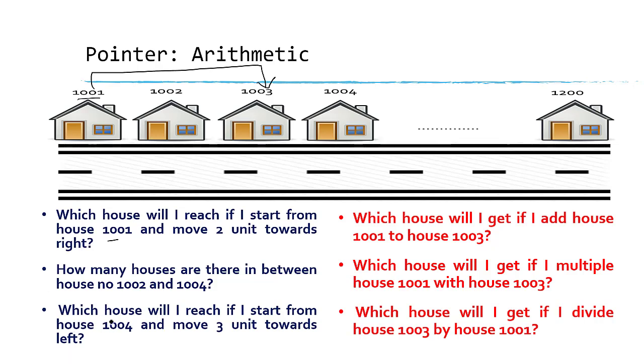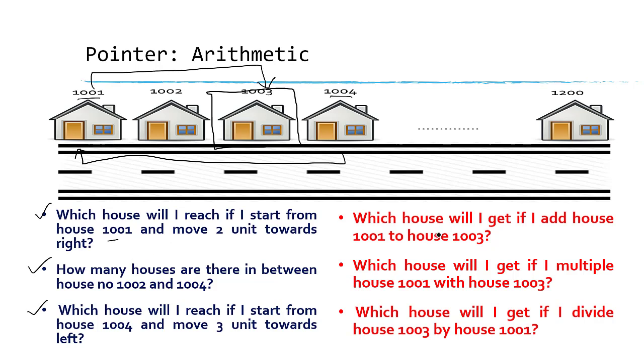Come to the third question. Which house will I reach if I start from 1004 and move 3 units towards the left? So I am starting in this position and moving towards the left by 3 units. So I can reach this house. So this question and this question are answerable. Let us take the second question. How many houses are there in between 1002 and 1004? My answer will be only one house, that is 1003, this house. So this question is also answerable.